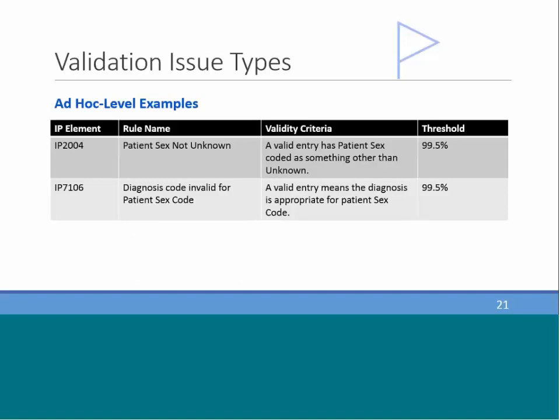And here are a couple examples. So the first is patient sex not unknown. A valid entry as patient sex code is something other than unknown. And then the next one is diagnosis code invalid for patient sex code. So a valid entry means that the diagnosis is appropriate for a patient sex code. So what we have within the system for this validation is a cross-check of diagnosis codes with patient sex to make sure that they're actually valid codes for that sex.